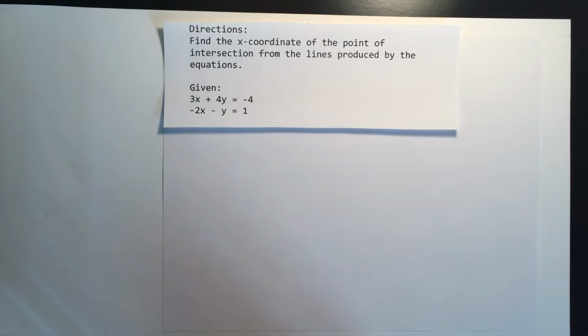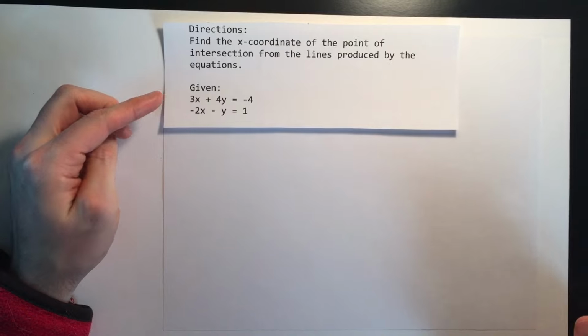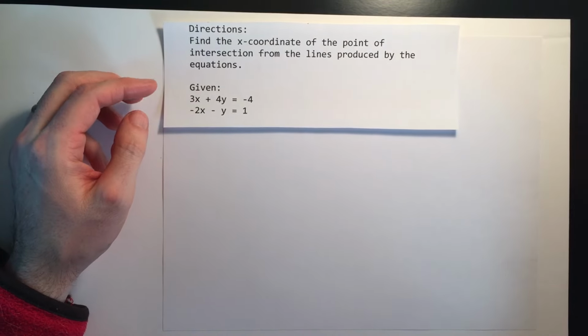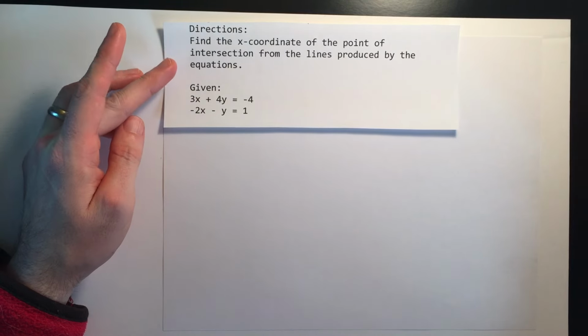Let's read the directions. Find the x-coordinate of the point of intersection from the lines produced by the equations. Given 3x plus 4y equals -4 and -2x minus y equals 1. So let's remind ourselves what we're being asked to do here.